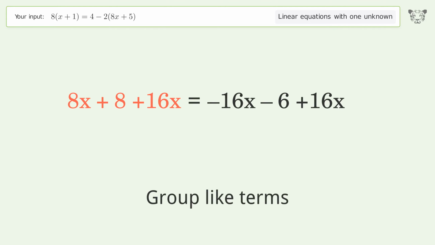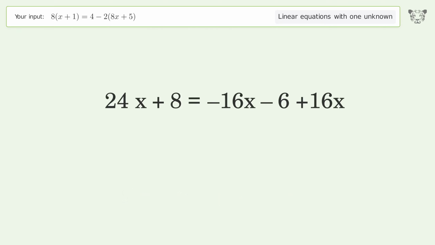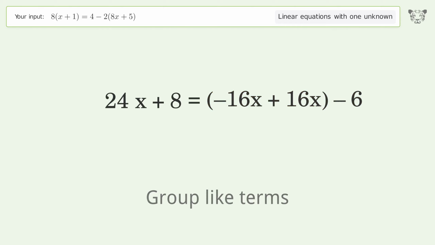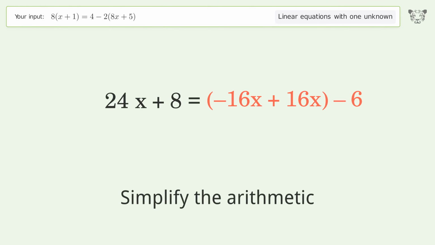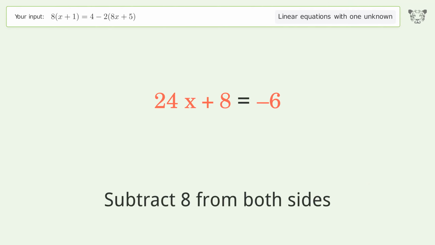Group like terms. Simplify the arithmetic. Group like terms. Simplify the arithmetic. Group all constants on the right side of the equation. Subtract 8 from both sides.